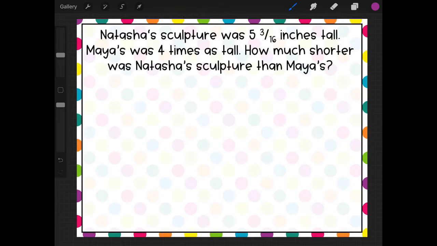Natasha's sculpture was 5 3/16 inches tall. Maya's was 4 times as tall. How much shorter was Natasha's sculpture than Maya's?